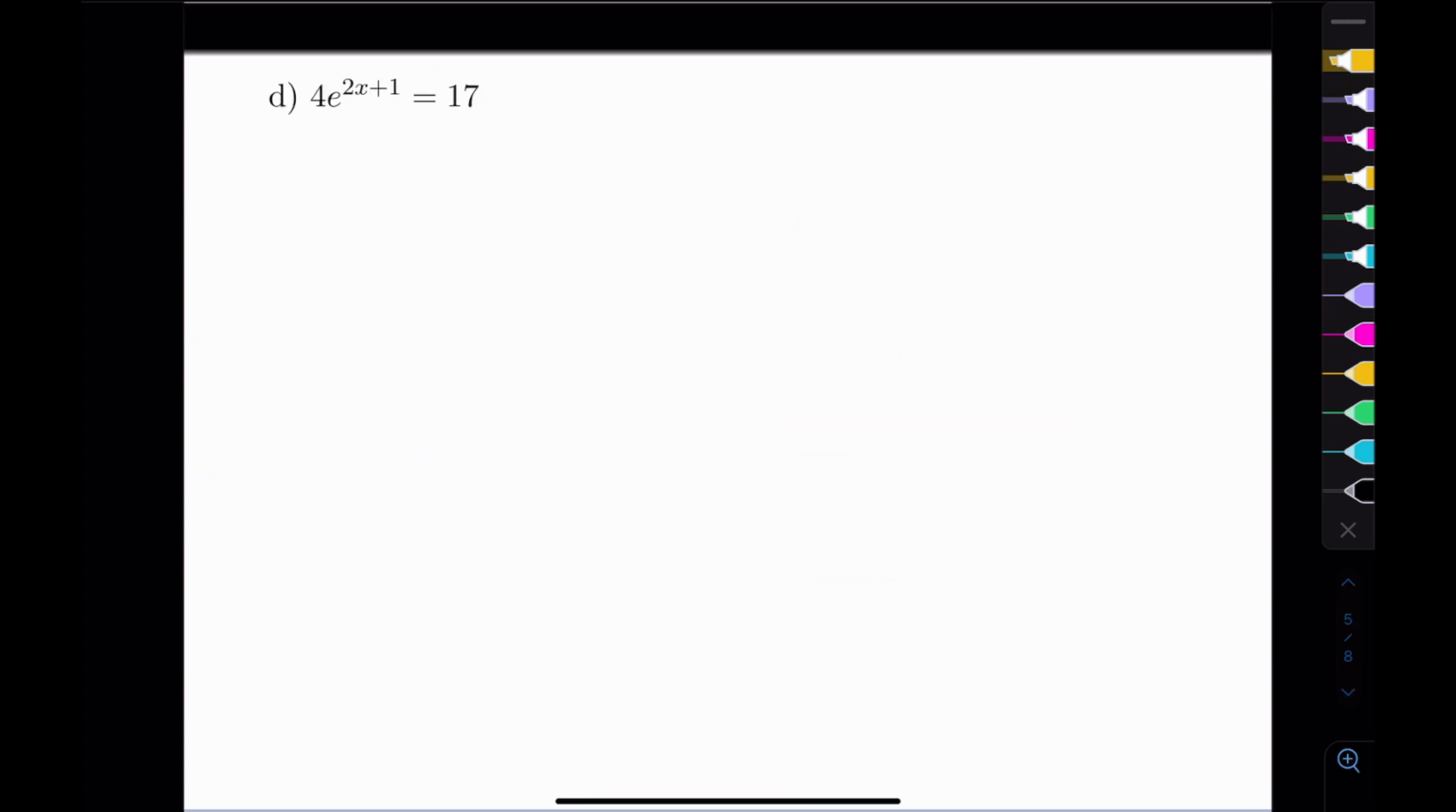All right. So let's try another one of these, because again, I think these tend to be the most complicated of the exponential equations. So we have 4e to the 2x plus 1 equals 17. So here, I don't have it yet where I have just an exponent equals a number. So before I can transfer this into its log form, I've got to get the exponential part by itself.